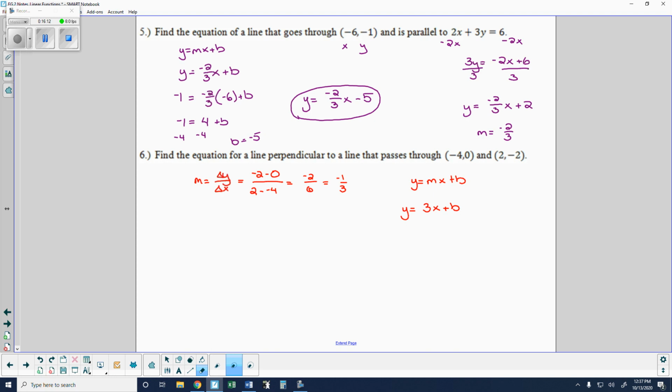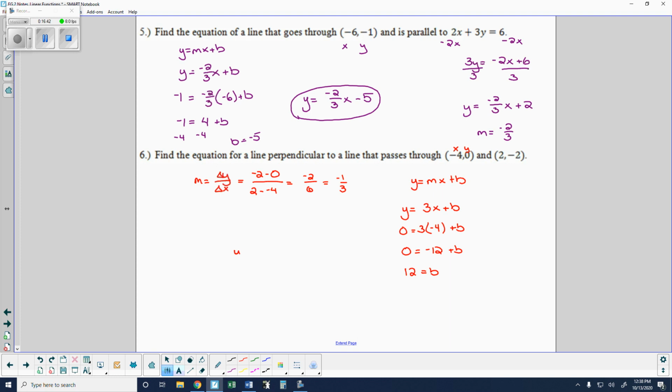Now let's say that the new line we wanted to also pass through negative 4, 0. Well, if that was the case, we could find the specific y-intercept. So let's say we wanted it perpendicular to this line and also going through negative 4, 0. Then I could put in my values for x and y based on that specific point, and then solve for b. So I'd get b equals 12.